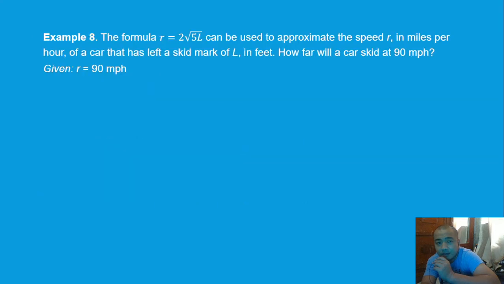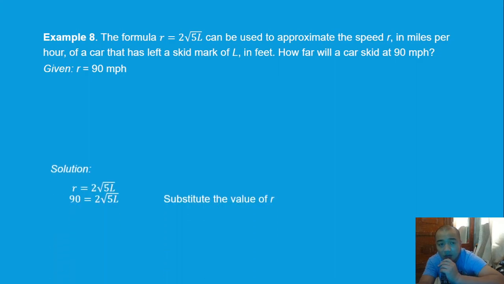Okay. Next, number 8. The formula R is equal to 2 square root of 5L can be used to approximate the speed R in miles per hour of a car that has left a skid mark of L in feet. How far will a car skid at 90 miles per hour? So the rate is 90 miles per hour.